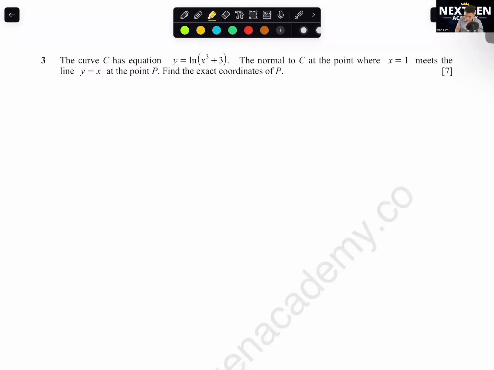Okay, we have a long question. Let's break down the sentence. Normal to C. Okay, normal means perpendicular. Where x equals 1 meets y equals x. I think most of you will get confused with this statement here, right?